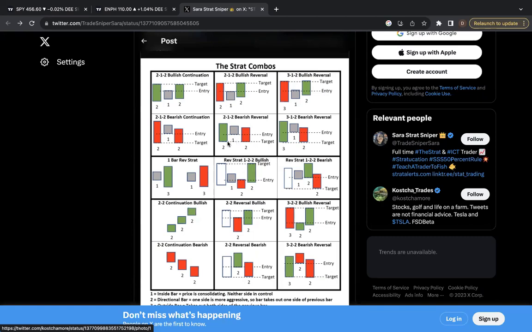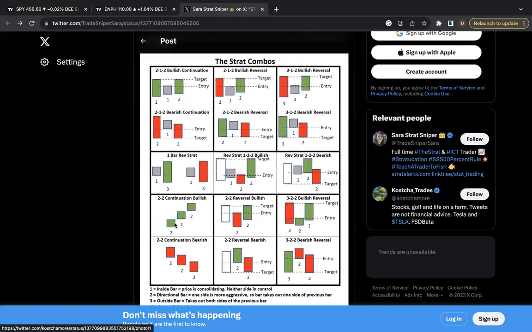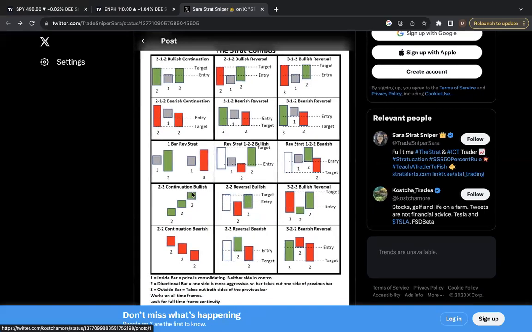So when it comes to this sheet, a 2 1 2 is an actionable signal. A 3 1 2 is an actionable signal. A 1 2 2 is an actionable signal. A 3 2 2 is an actionable signal. A 2 2 continuation is not an actionable signal according to the strat. Now, I still will trade a 2 2, no problem. But you have to recognize that it is not an actionable signal.